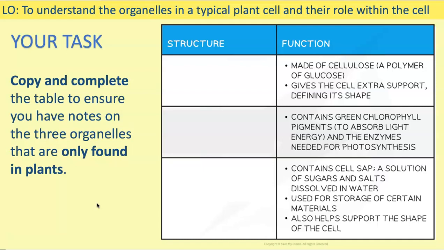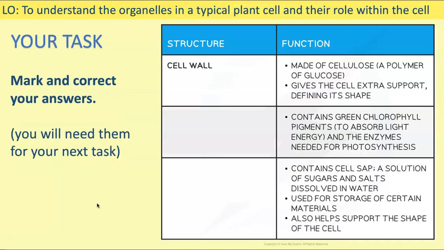Okay, so we need a different colour pen to go through the answers. If you've got any of these wrong, please make sure you correct them, because this information is going to be vital for the next task. Okay, so the first one, we've got cell wall, made of cellulose, which is a polymer of glucose. It gives the cell extra support and defines the cell's shape.